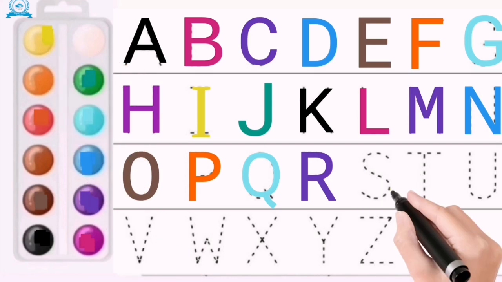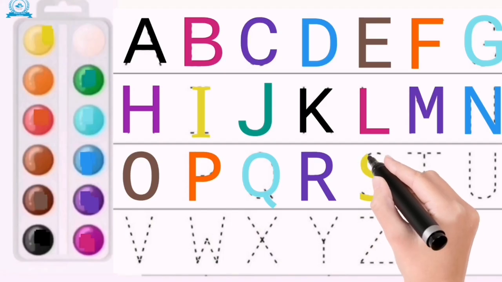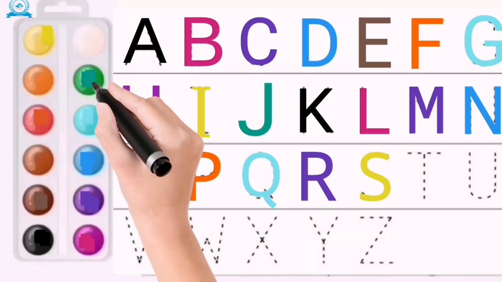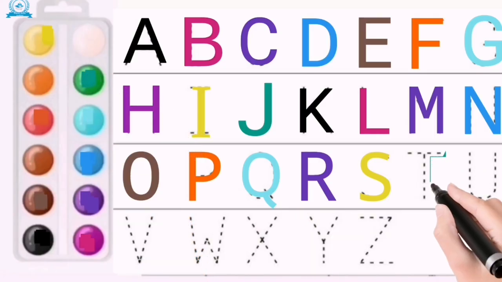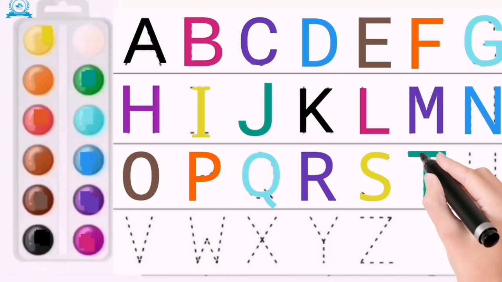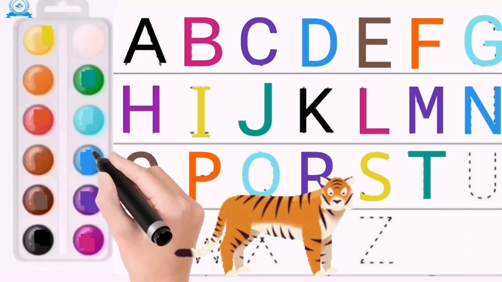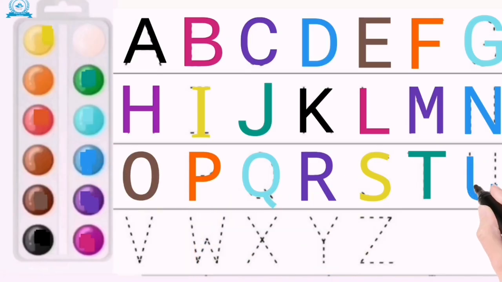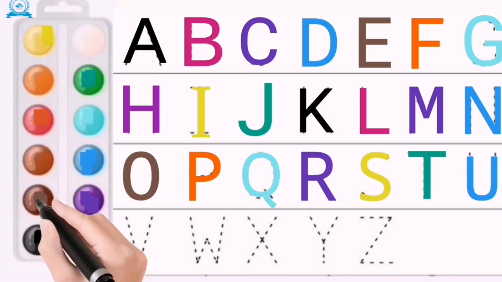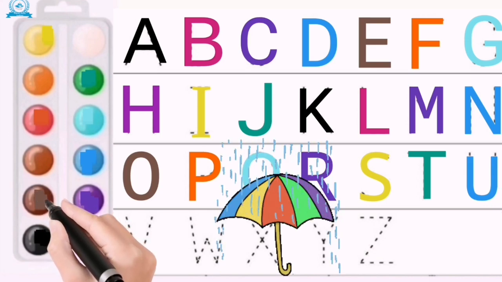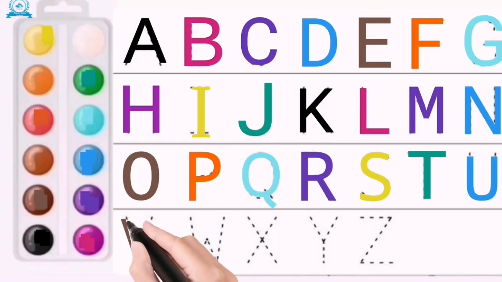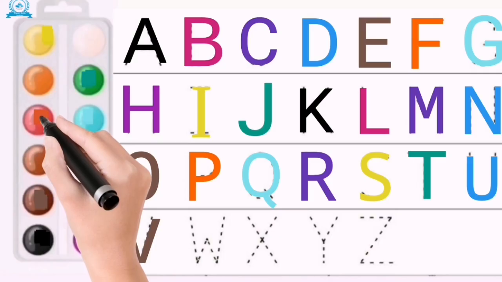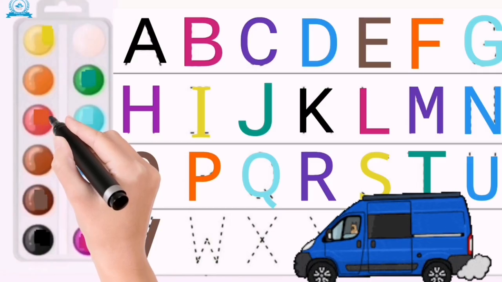S is for snake. T is for tiger. U is for umbrella. V is for van.